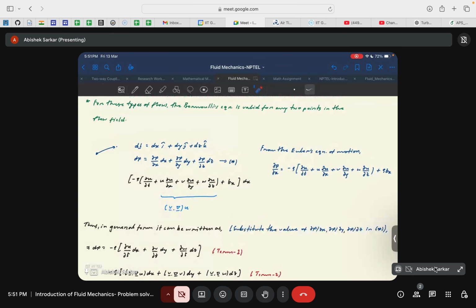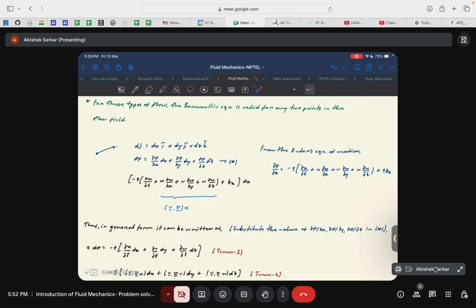Now we know that if pressure P is a function of x, y and z, then the total derivative of pressure can be represented by this equation: dP is equal to dou P by dou x dx plus dou P by dou y dy plus dou P by dou z dz. Let us name this equation as star.